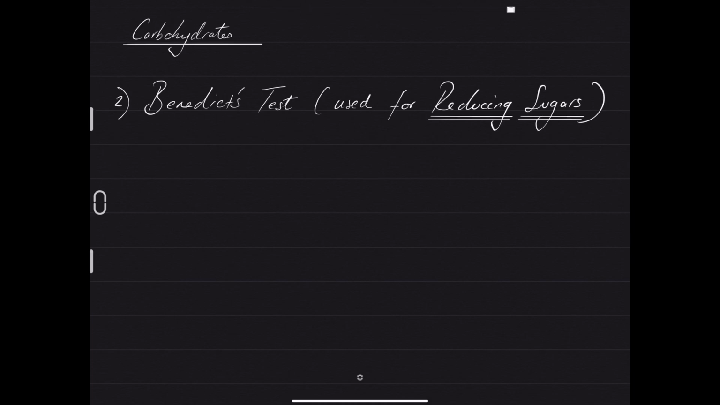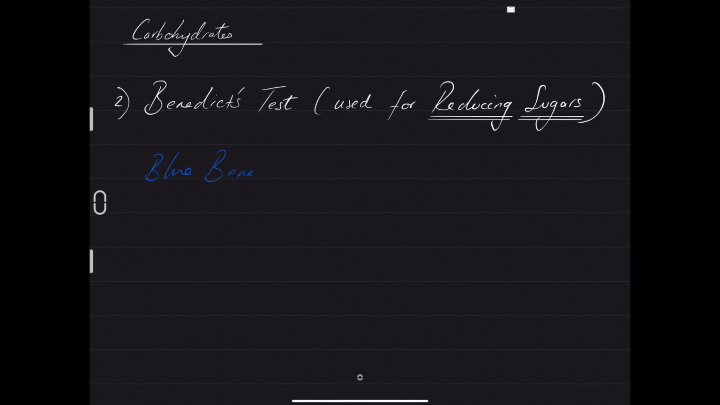So this test, the reagent starts off, so the Benedict solution starts off blue, and it will turn brick red upon heating if a reducing sugar is present. And an example of a reducing sugar is glucose. And we just write this sentence in terms of what a positive test is for this particular type of carbohydrate.